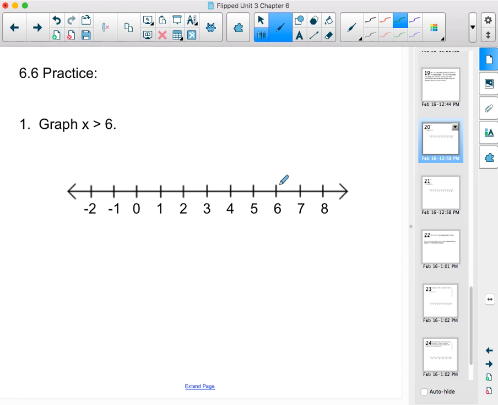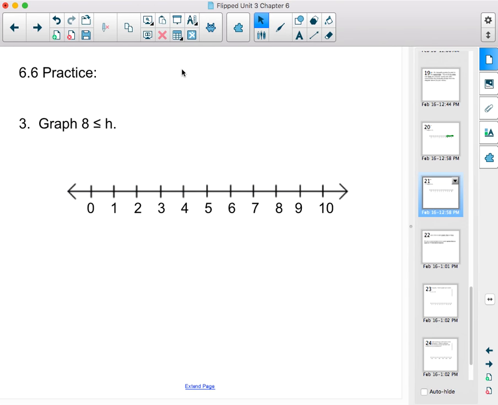If I want to graph the solution x is greater than 6, I want to begin with a circle on my number line at 6. It's an open circle because that circle tells me that every number except 6 can be part of our solution. Then we shade to the right because those numbers are greater than 6. So my graph should look like this: an open circle around 6, because 6 is not actually part of the solution, but every number greater than it is. That's our graph.